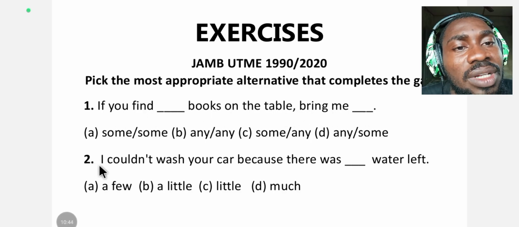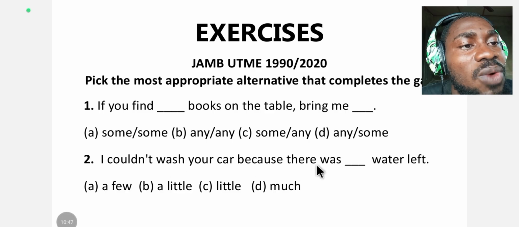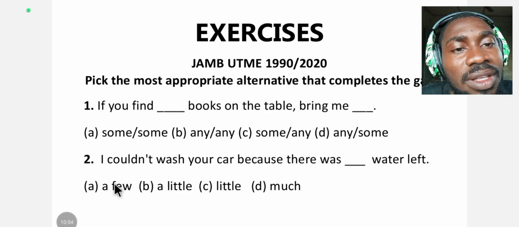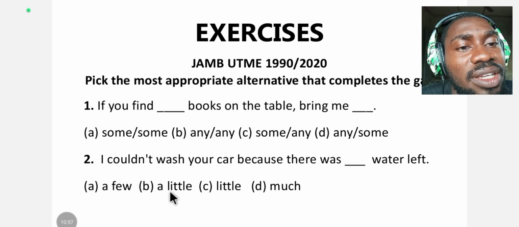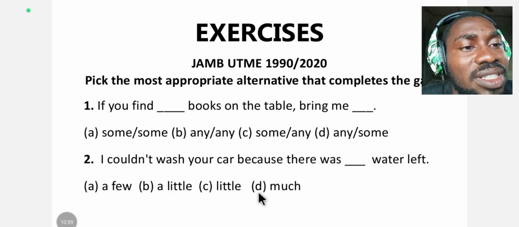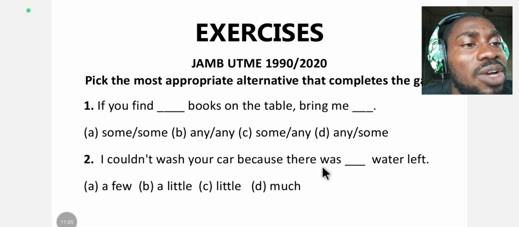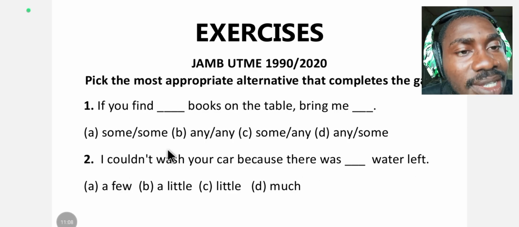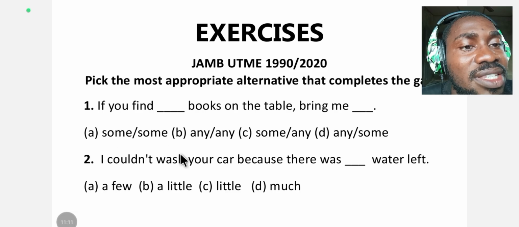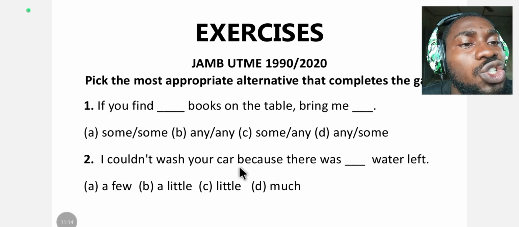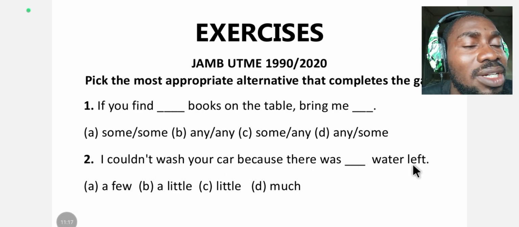Number 2, I couldn't wash your car because there was dash water left. A, few. B, a little. C, little. D, much. What's your answer? You answered right. The correct option is C, little. I couldn't wash your car because there was little water left.